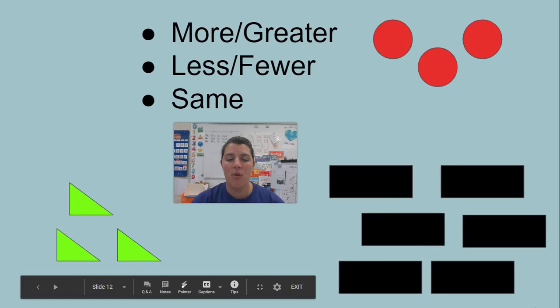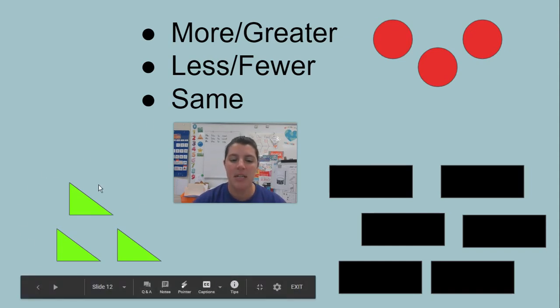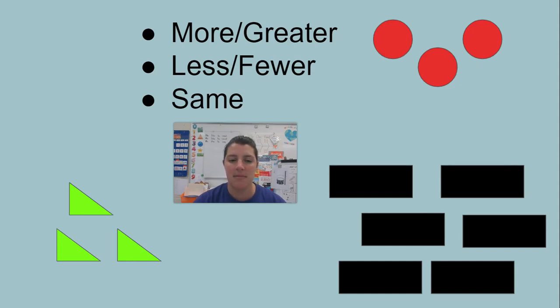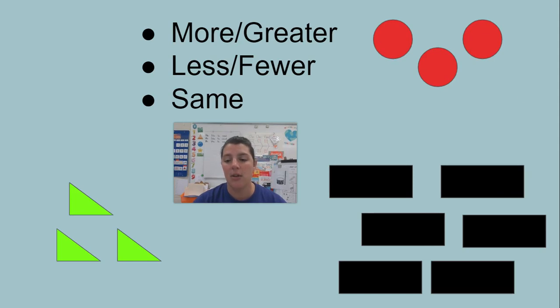Let's look at one more set. Here we have our red circles, and we have the green triangles and the black rectangles. Which group is the same as the green triangles? Can you tell? What strategy are we going to use? We can count. 1, 2, 3 green triangles. 1, 2, 3, 4, 5, 6 black rectangles. 1, 2, 3 red circles.